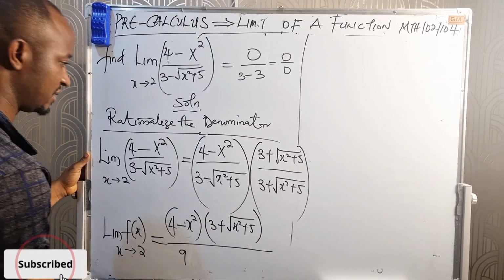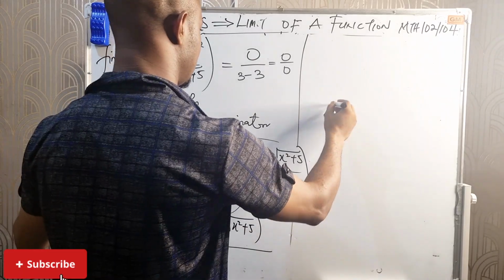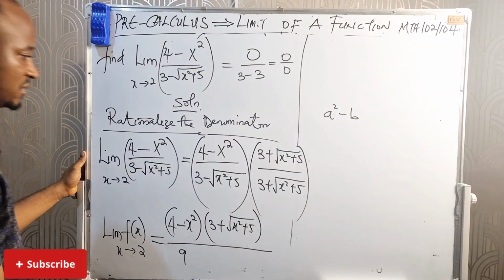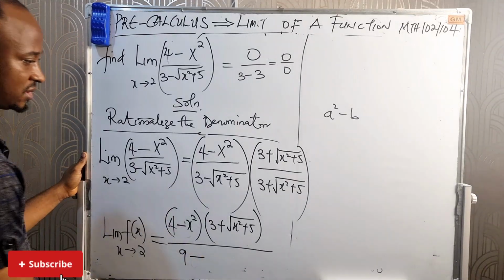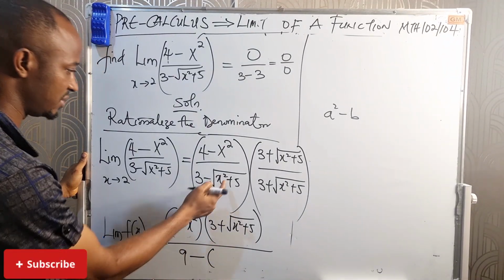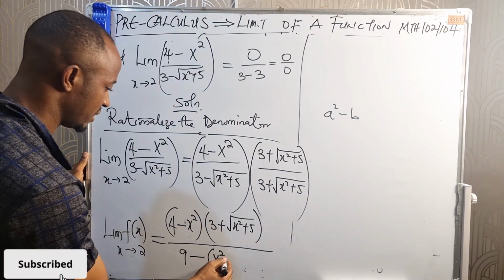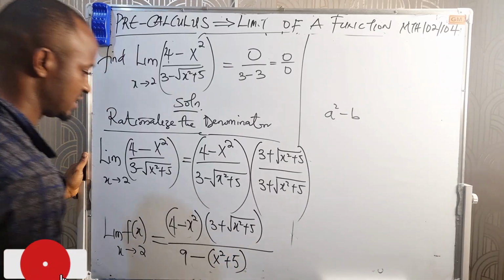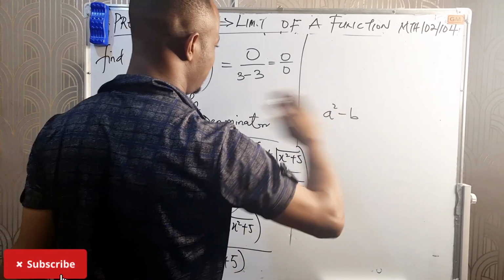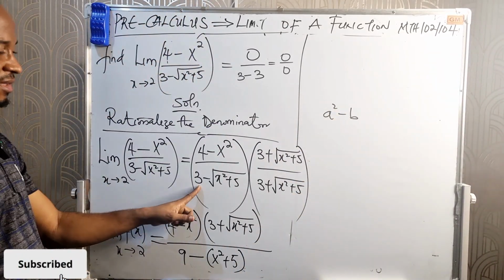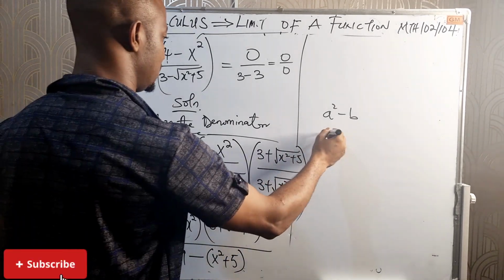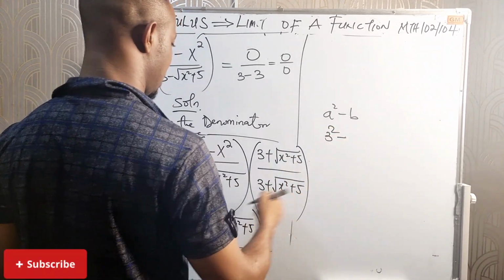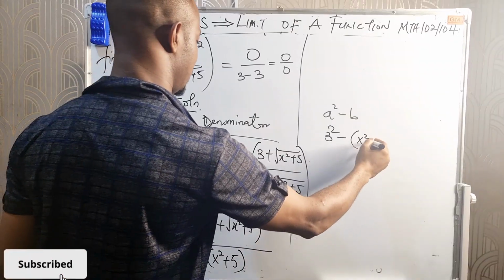Which is 9. You know we say we are using a squared minus b, right? So that means our a is 3, so 3 squared is 9, minus our b, which is simply s squared plus 5. Since we are saying a squared minus b, and a is 3, we have 3 squared minus our b, which is s squared plus 5.